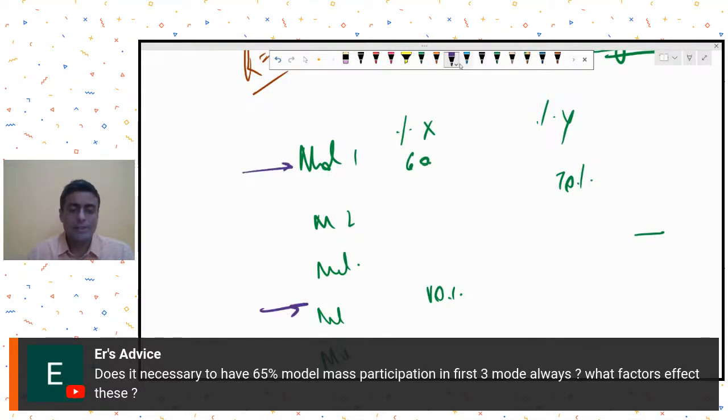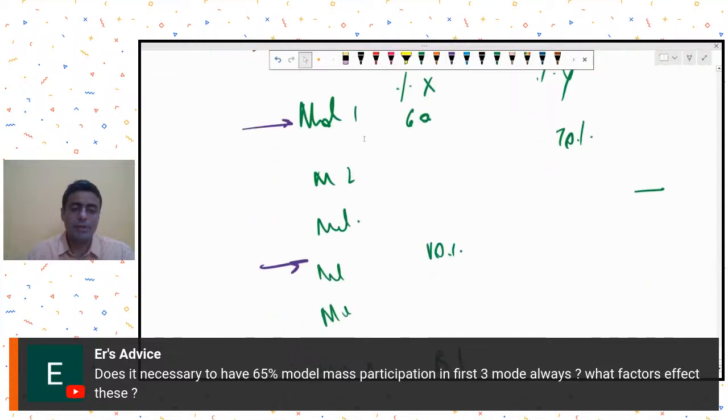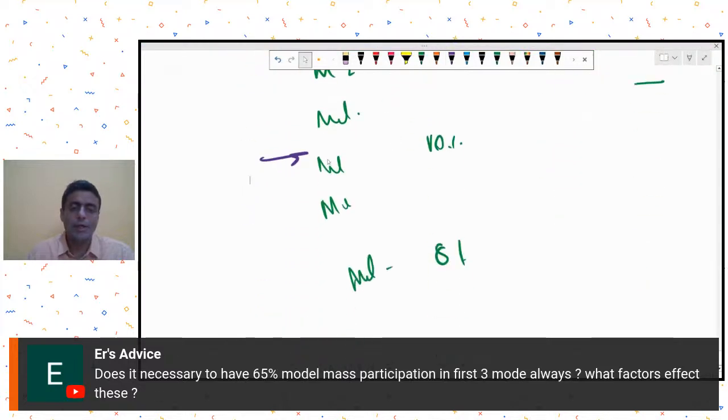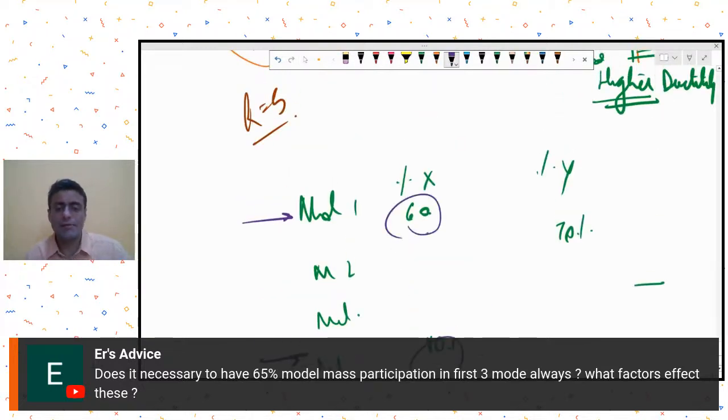I will add up the respective modes where masses in x were participating. So I will add up the mass participation in mode 1, let's say mode 5 and mode 8. Understood? So these will be the first three modes for X direction vibration. I'll add these up. If they account to 65%, then I'm okay. Otherwise, you can refer to table 5 of IS 1893 part 1 2016 to see what else needs to be done.